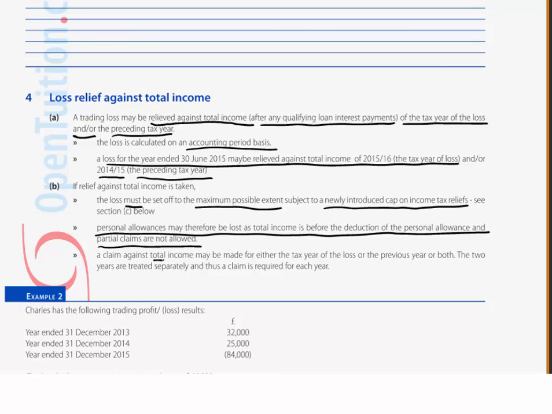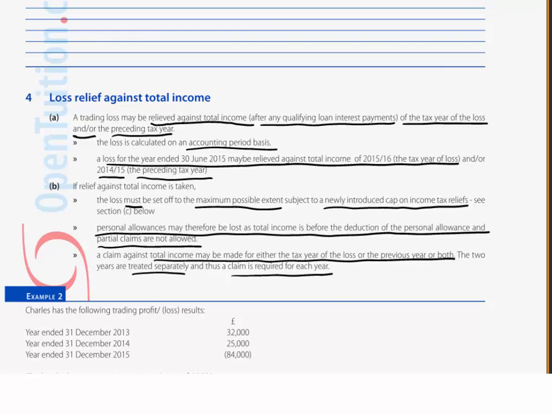A claim against total income, as we know, may be made for either the tax year of the loss or the previous year, or both. You, the taxpayer, have total ownership over the claims that you make. You make the choice. Is it just the current year? Is it just the preceding year? Is it both? And if it's both, in what order will you make the claims? 2 years are treated separately, and a claim is required for each such year. They are 2 separate claims.